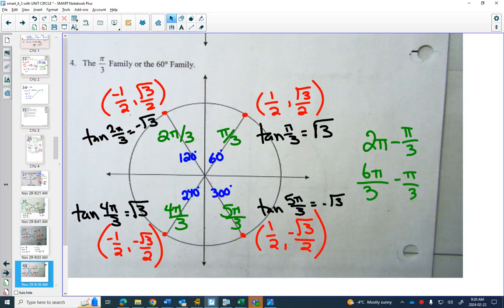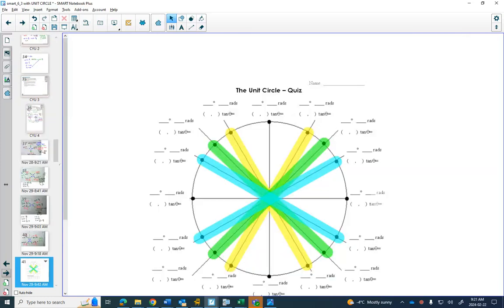And what the quiz looks like, give me a second here to find it. This is what your quiz looks like. I have a copy for everyone. And what it is, all 4 families that we've done get combined onto this quiz.